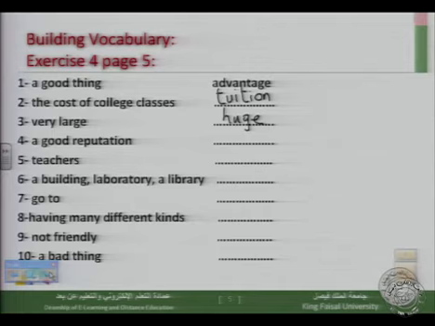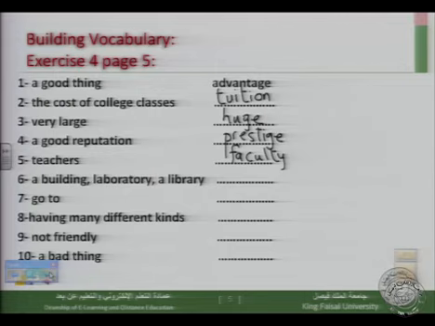Number four, a good reputation. The noun that means a good reputation is prestige. So prestige is the noun that means a good reputation. Next we have teachers. Number five, teachers. The word faculty means teachers.